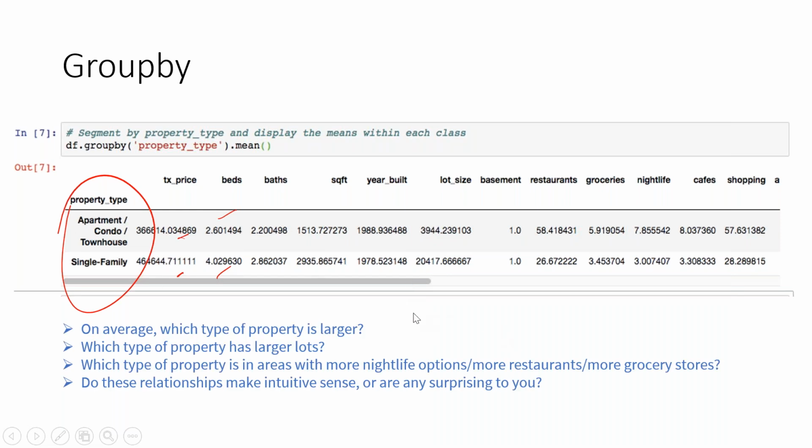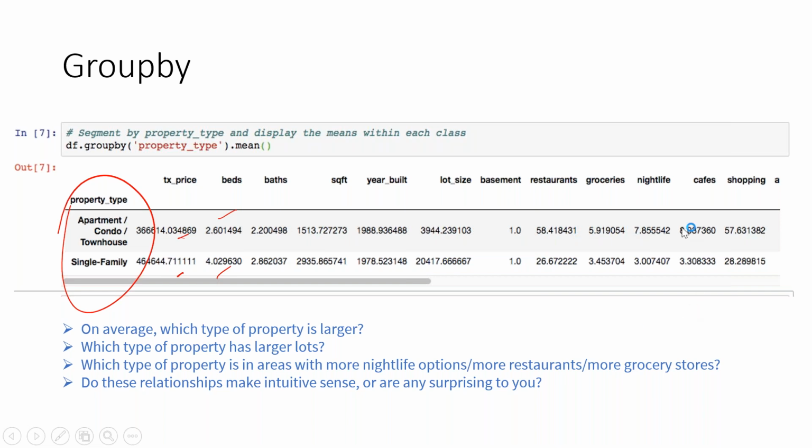So let us answer these questions looking at this data. On average, which type of property is larger? Single family homes. Which type of property has larger lots? Again, single family, because the average is higher. Which type of property is in areas with more nightlife options, more restaurants, and more grocery stores?